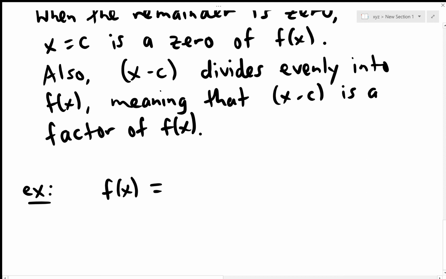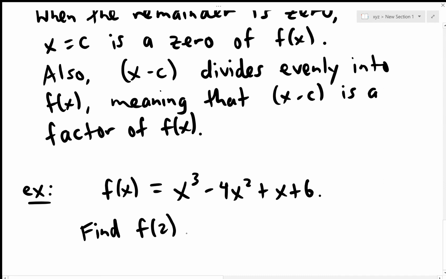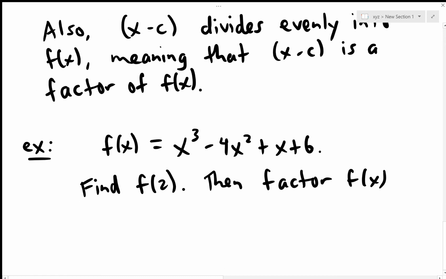Let's take the function f of x is equal to x to the 3rd minus 4x squared plus x plus 6. In this case, what we're going to do is we're going to find f of 2, and it's going to turn out that f of 2 will end up being 0. Then what we're going to do is we're going to use that fact in order to factor f of x completely. And from that, we'll be able to find all of the zeros.